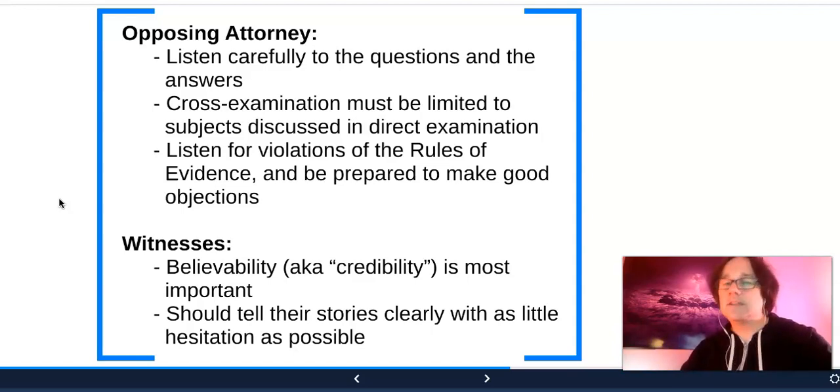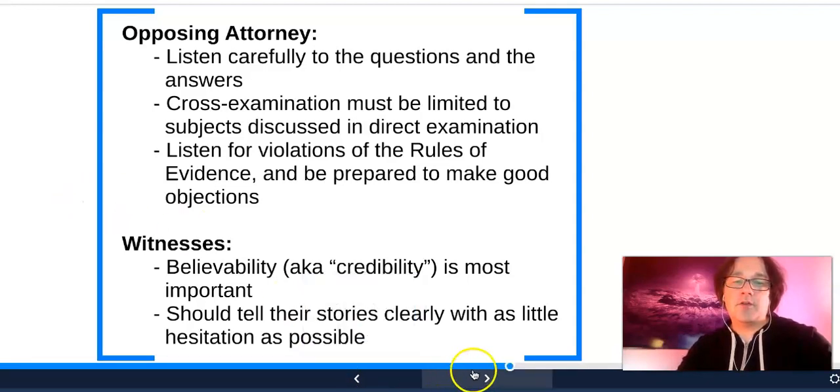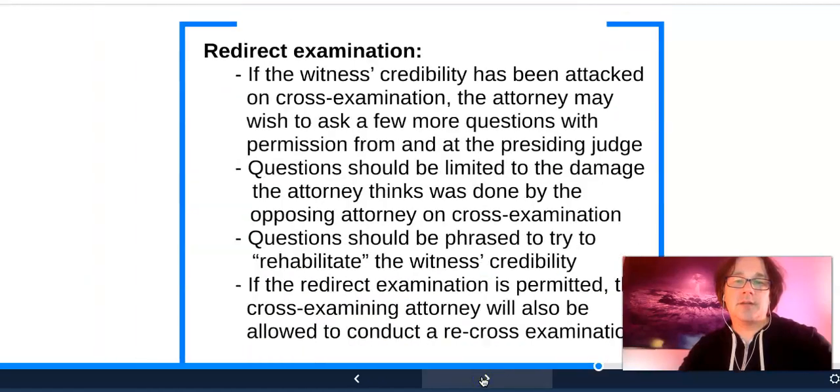When it comes to witnesses, believability, aka credibility, is most important. So the witnesses should be prepared, be confident in their answers, and they should tell their stories clearly with as little hesitation as possible, because hesitation can create some doubt in jurors, and then they can start questioning the witnesses' believability. Okay, so let's see what else we got here.